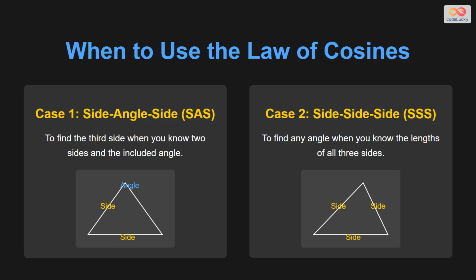There are two primary situations where the law of cosines is your go-to method. The first is the side-angle-side case, where you know the lengths of two sides and the measure of the angle between them. The second is the side-side-side case, where you know the lengths of all three sides and need to find an unknown angle.